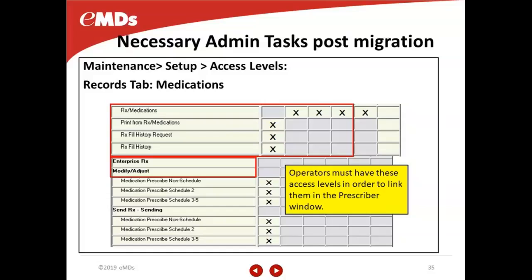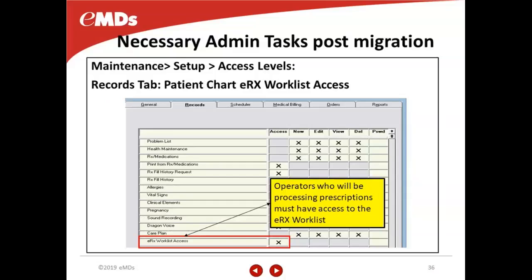We also have the new ones down below. It's in the same Records tab. It's called Enterprise RX. You'll just scroll a little bit further down and modify and adjust. So this information is there as well that you're going to want to get set up. You've got your MDs, your nurses, and any other access levels that would need to get in there. You're going to want to get those set up post the install.